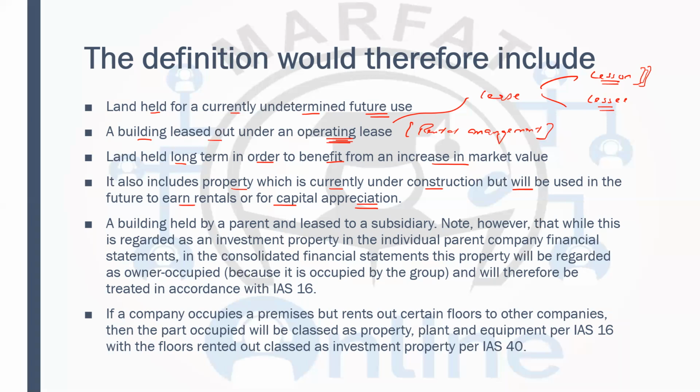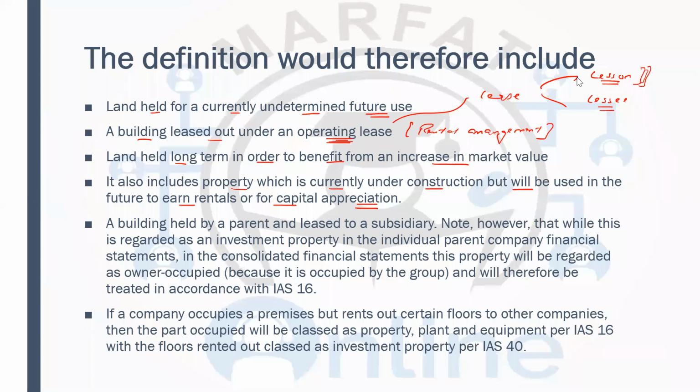So it also includes the property which is currently under construction. The work is going on, but it will be used in the future to earn rentals or for capital appreciation. That means you already know that it is going to be given on rent, or it is going to be kept for capital appreciation. So from the very start, you are going to keep that property under IAS 40.